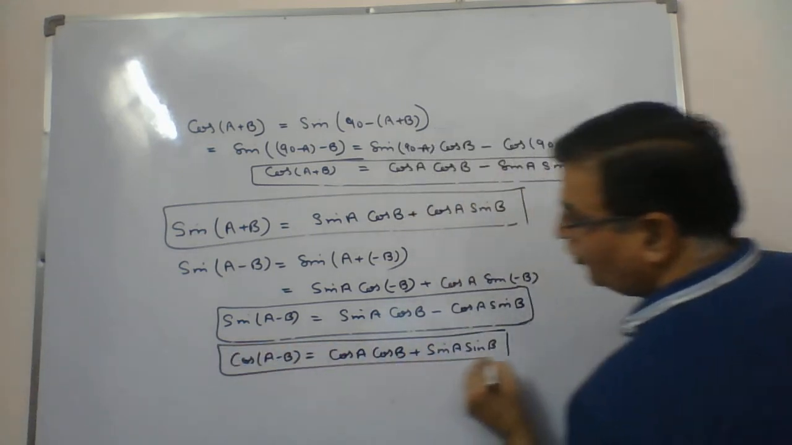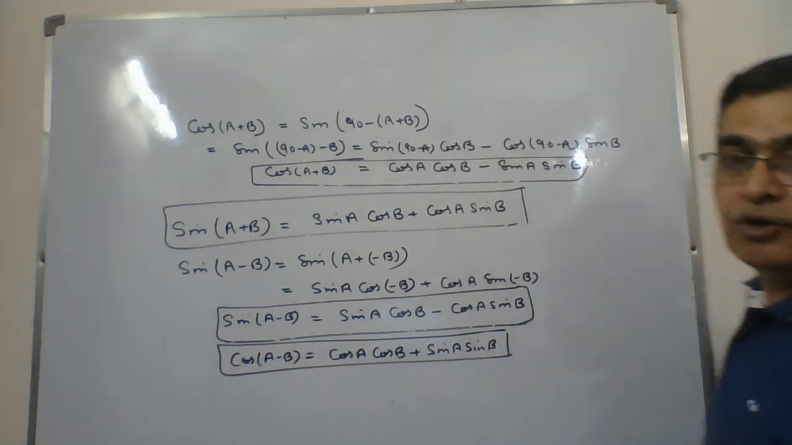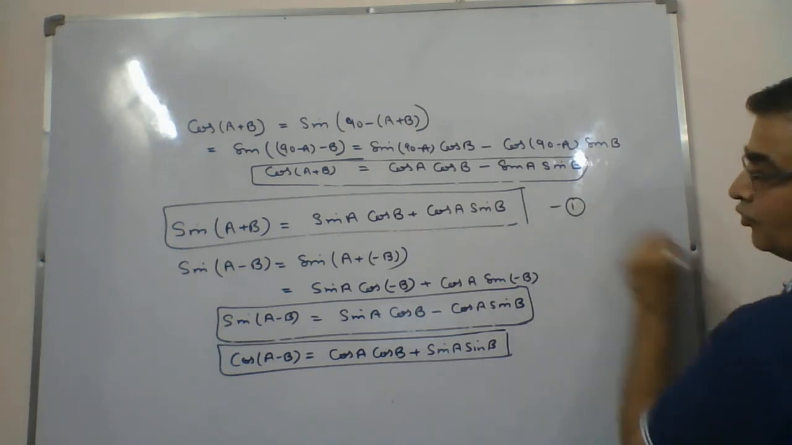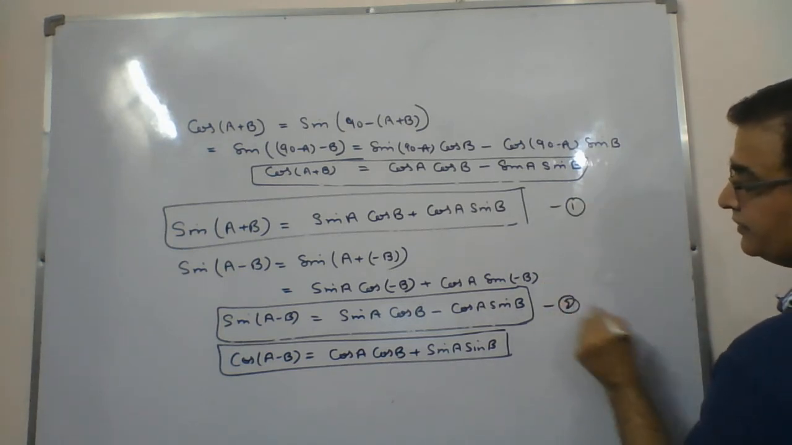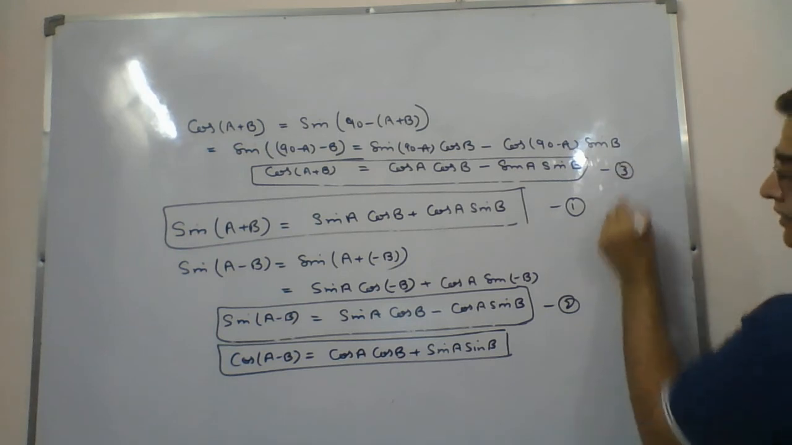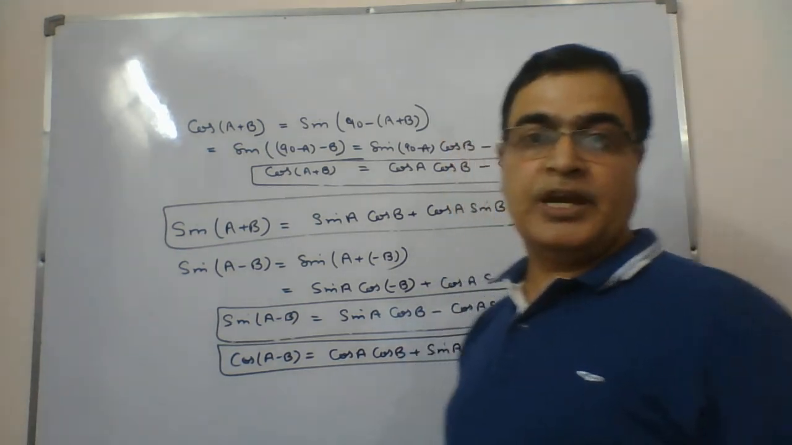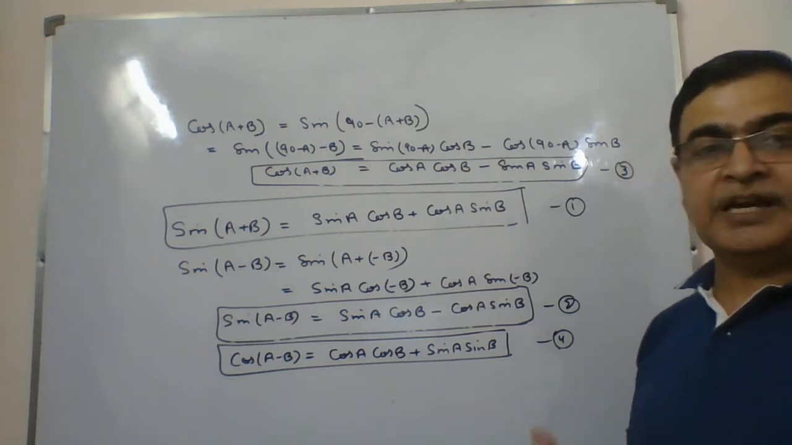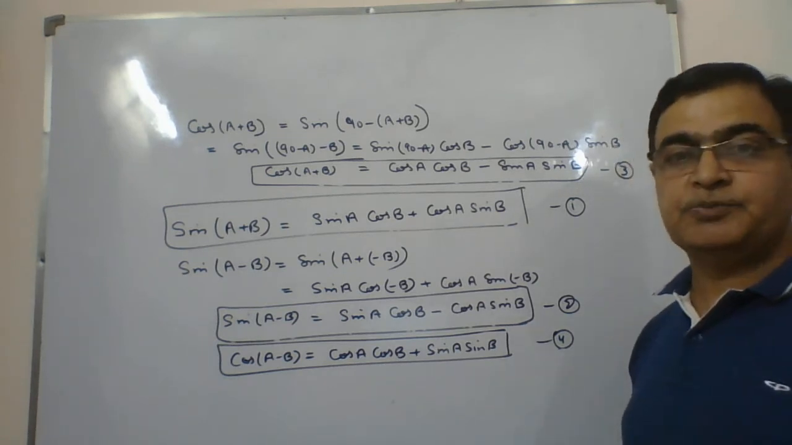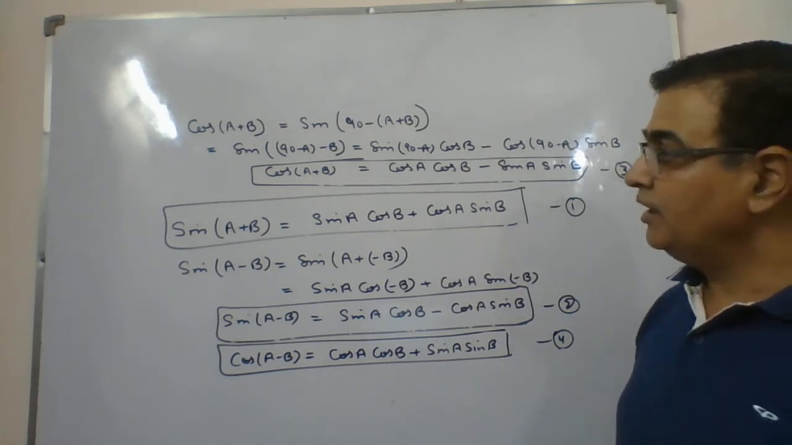This is another formula we have. So formula number 1 is this. Formula number 2 will be this. Number 3 will be this. Number 4 will be this. 4 results we have done: sin(a+b) formula, sin(a-b) formula, cos(a+b) formula, cos(a-b) formula.